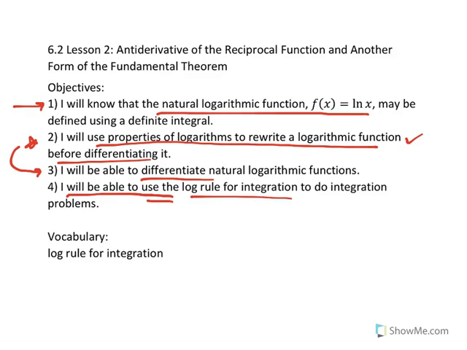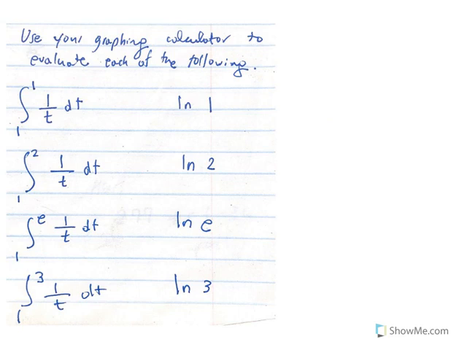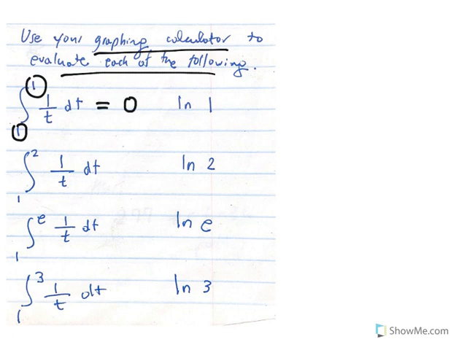How can we define the natural logarithmic function f of x is equal to natural log of x using a definite integral? We begin with an activity. In doing this activity, we're using our graphing calculator to evaluate each of the following 8 expressions. In the left column, we have 4 definite integrals, and in the right column, we have 4 natural logarithmic expressions. So for the first definite integral, the lower and the upper limits of integration are the same, so the value of that definite integral is equal to 0. And natural log of 1 is also equal to 0.